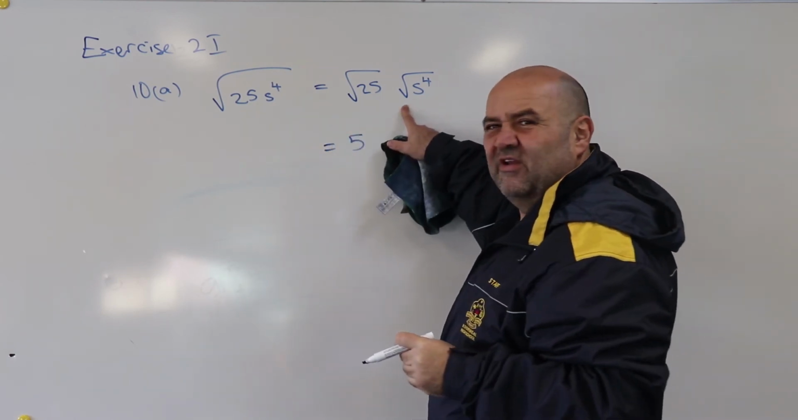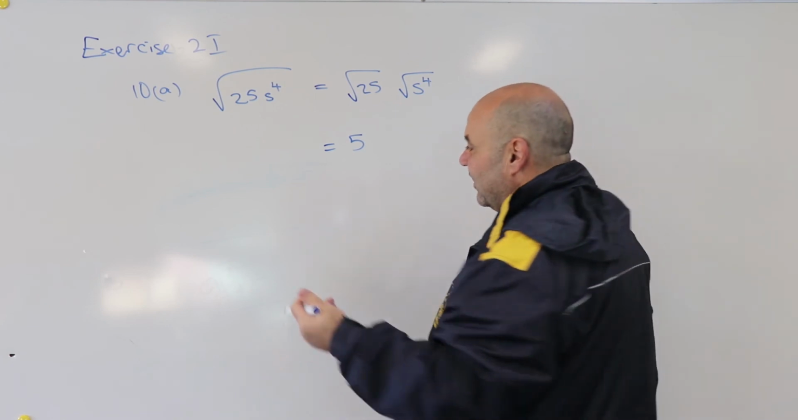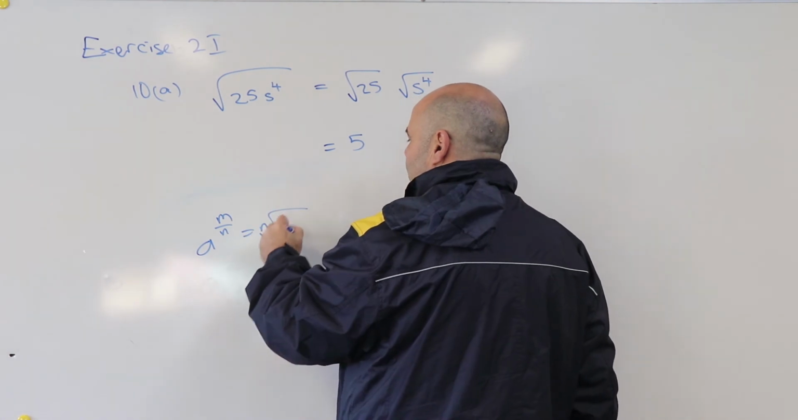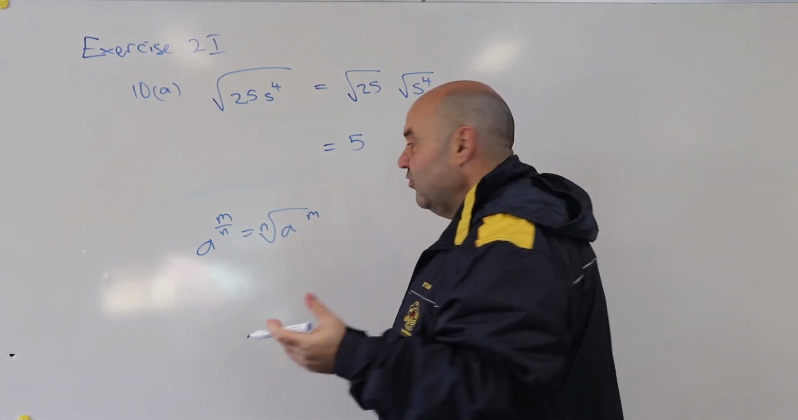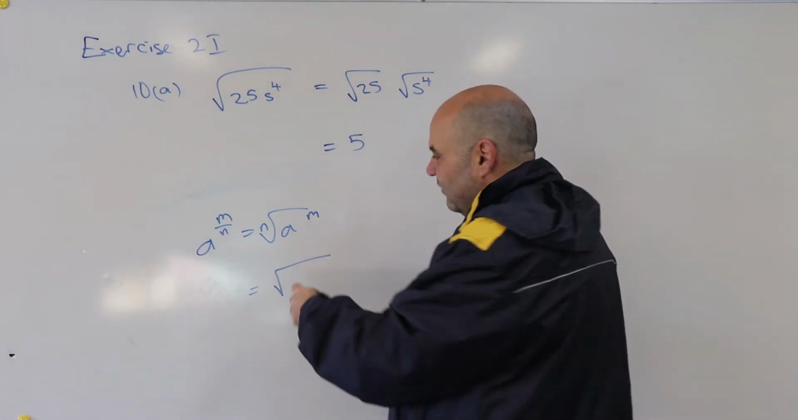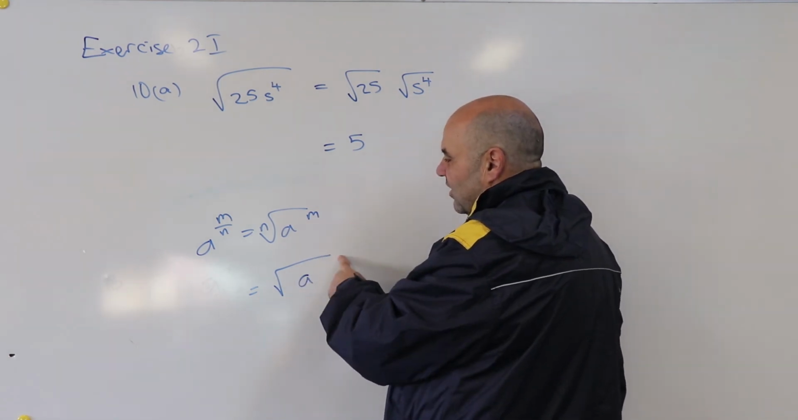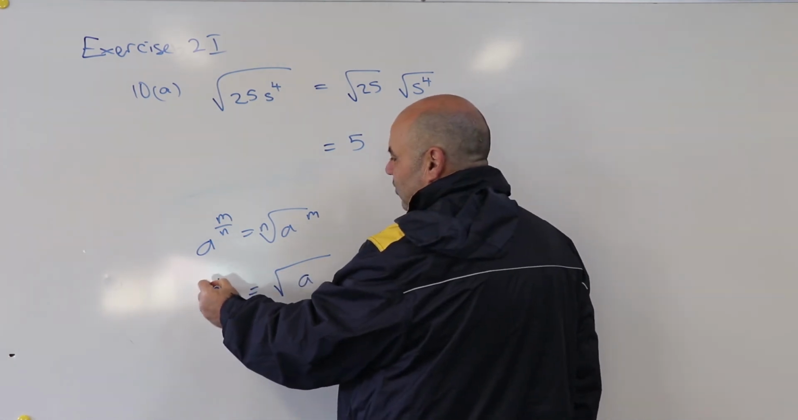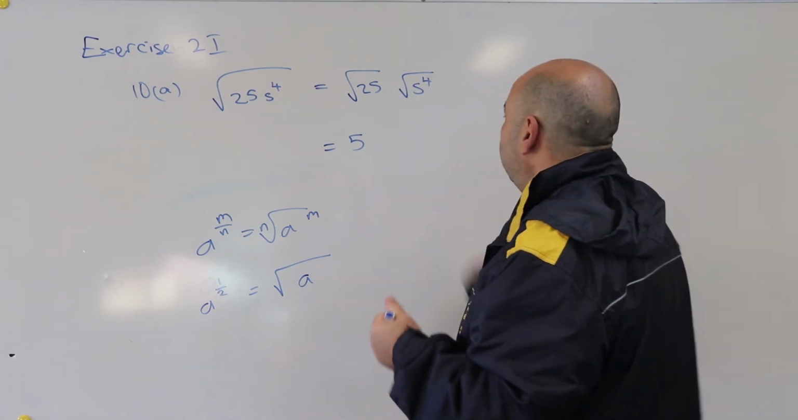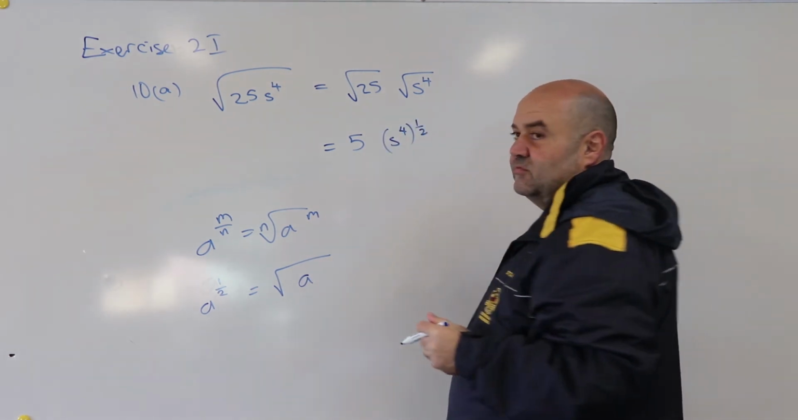Well, the square root of s to the power of 4, square root means to the power of a half. If we think about our law in reverse, now think about what a square root means. Square root is just, we don't write the 2 in there, it's understood that if we just have that symbol, we mean the square root. Square root of a, with m being 1, would be a to the power of 1 over 2. So square root is to the power of a half. So that means that this thing here is s to the power of 4 to the power of a half.